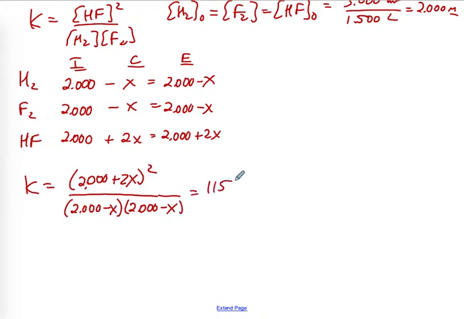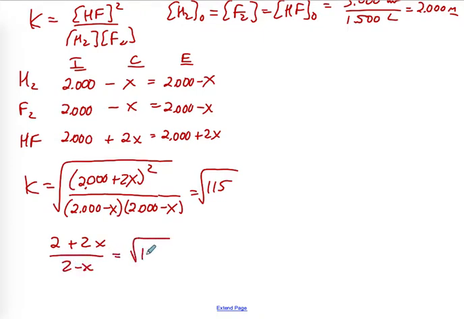Now, if you look at that K expression very carefully, you will see something very important, and that is that the K expression is a perfect square. It's 2 plus 2x squared in the numerator, 2 minus x squared in the denominator, so I can simplify this, avoid having to solve the quadratic equation to isolate x, and simply take the square root of both sides. So that gives me now, I'm going to leave off sig figs for the time being for simplicity, but we'll come back to them later. 2 plus 2x over 2 minus x equals the square root of 115.